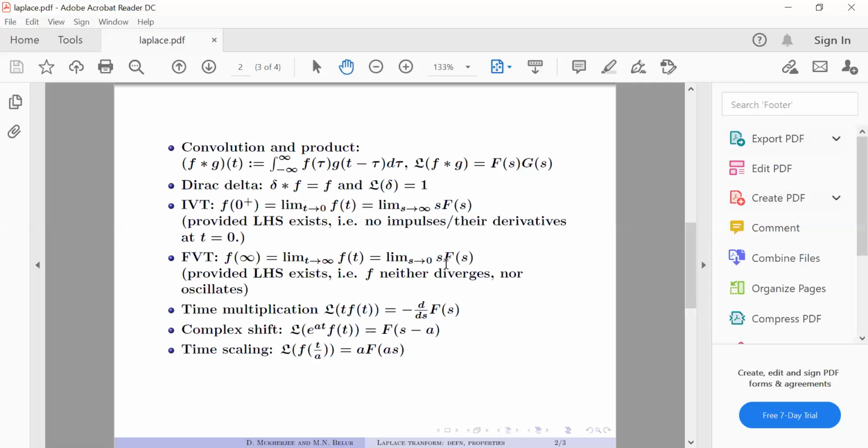So these are some of the important properties. Then this is exponentiation, complex shift as it is called. This is basically a shift in the frequency domain, in the s domain. And this is of course time scaling, which by now you might have seen in the context of some of the exercises I've given you, like y of t is equal to x of 3t, and so on. That's what we call time scaling.